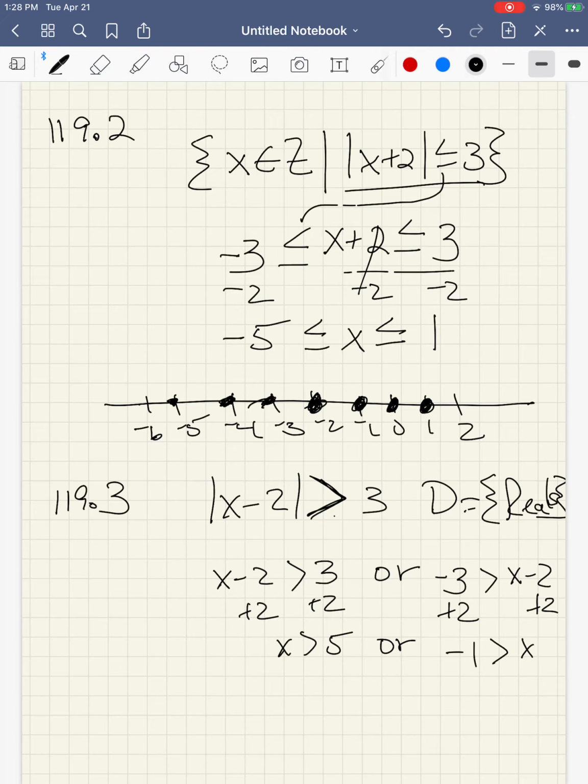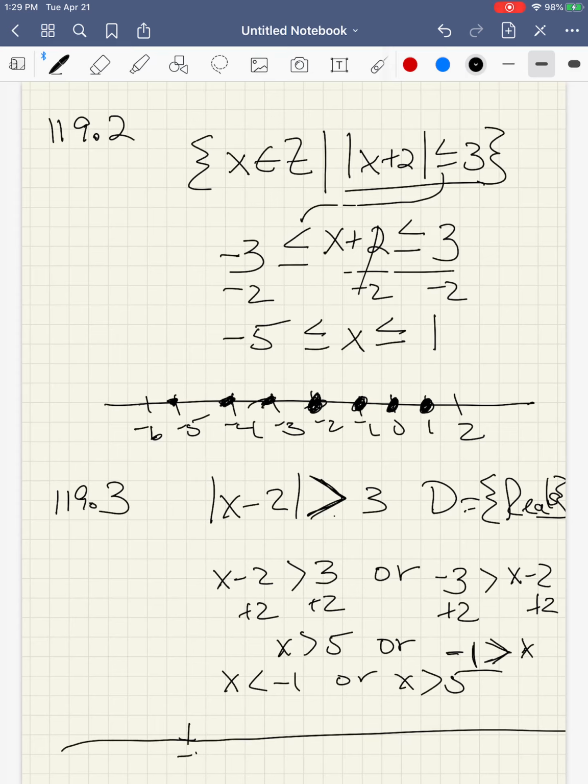So this will be x is greater than 5, or x is less than -1. And if you need to see that in the other direction, you could write it as x less than -1 or x greater than 5. It doesn't matter. If you're fine with that, that's fine. You always read from the variable out. So this is x less than -1. Okay, domain is real, so we don't have to worry about just a bunch of dots.